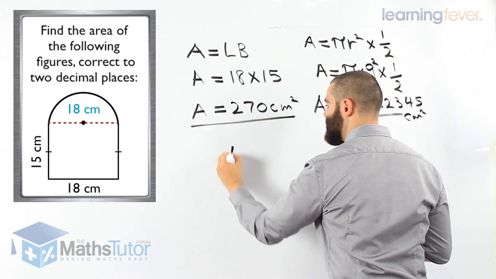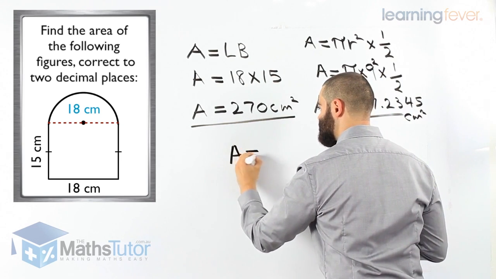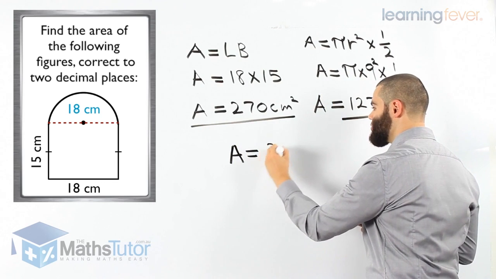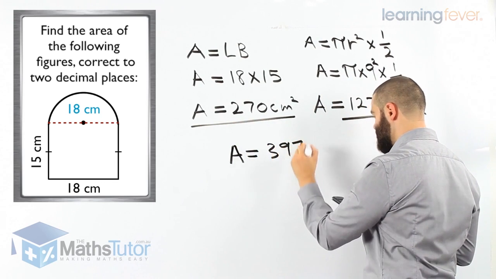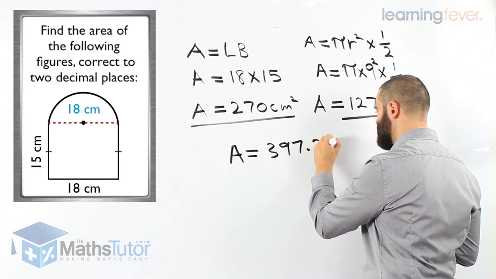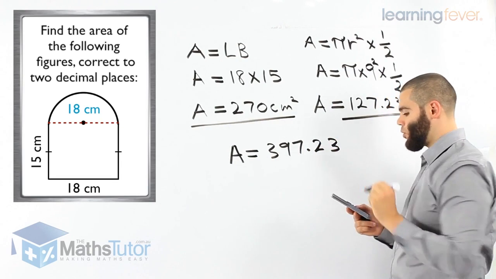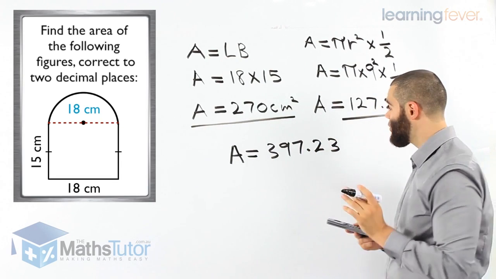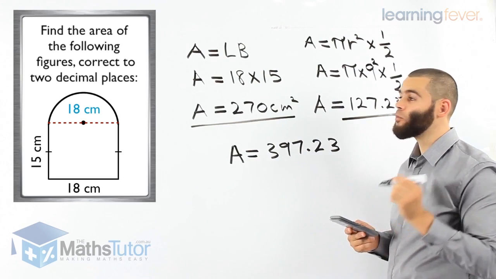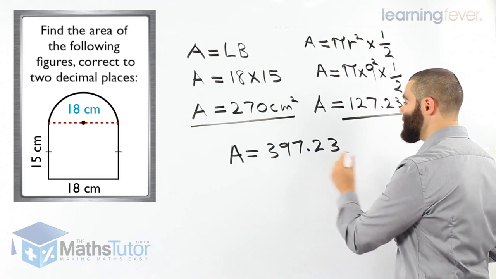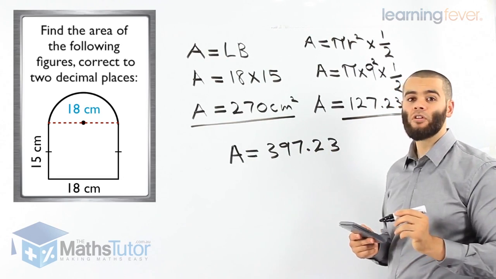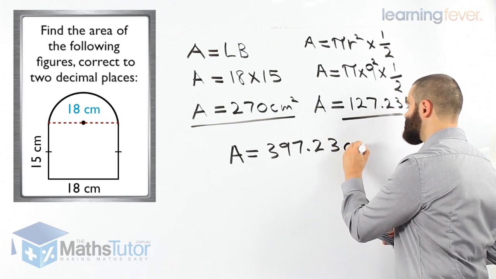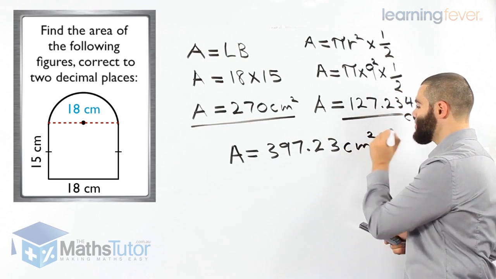The total area is 397.23. We know it was 397.234, but we know it's 2 decimal places, and correct to 2 decimal places, 397.23 square centimeters. Always remember the square.